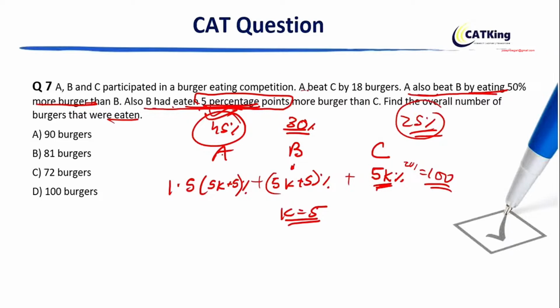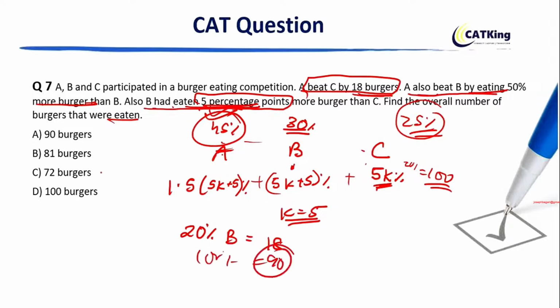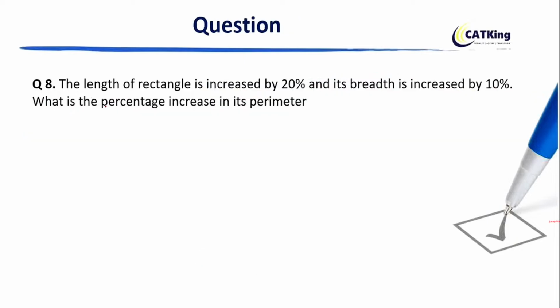It is given A beat C by 18 burgers, right? A and C. What is the difference between A and C? 20%, correct? A beat C by 18 burgers. So 20% of the burgers is equal to 18. So what is 100% of the burgers, guys? 90. Simple answer is 90 burgers. Good question in CAT, but using this method you could have made your calculation really easy and orderly. Okay, next question now. Please try this out.